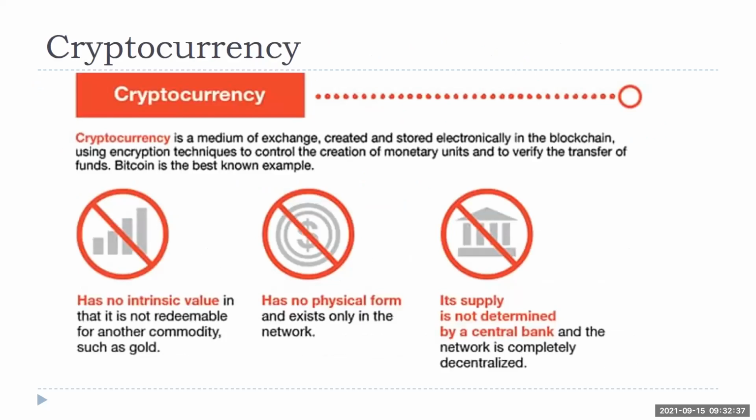So now, what do you mean by cryptocurrency? Cryptocurrency again is a medium of exchange created and stored electronically in a blockchain, right? Using encryption techniques, we have discussed that with a private key and a public key, right? To control the creation of monetary units and to verify the transfer of funds. Bitcoin is the best known example, because Bitcoin was the first cryptocurrency which succeeded for a long time, right?